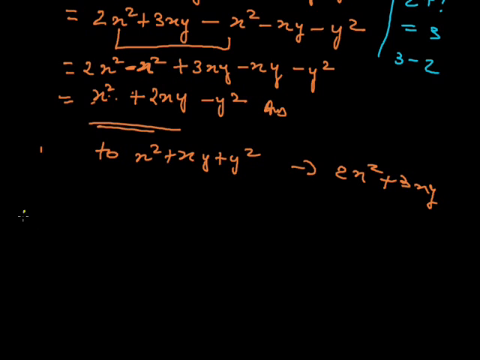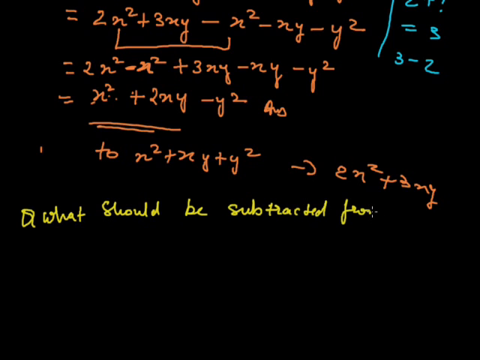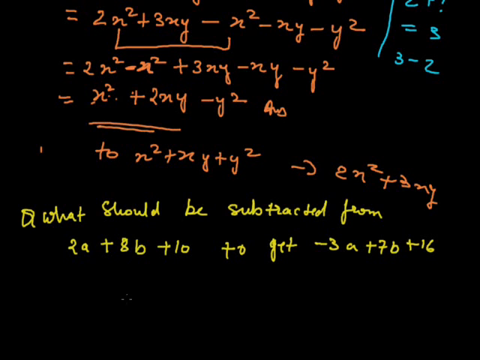Next question is, what should be subtracted from 2a plus 8b plus 10 to get minus 3a plus 7b plus 16. Now what should be subtracted from this? That is, we have to subtract a number from this, or we can say an algebraic expression from this, to get this.